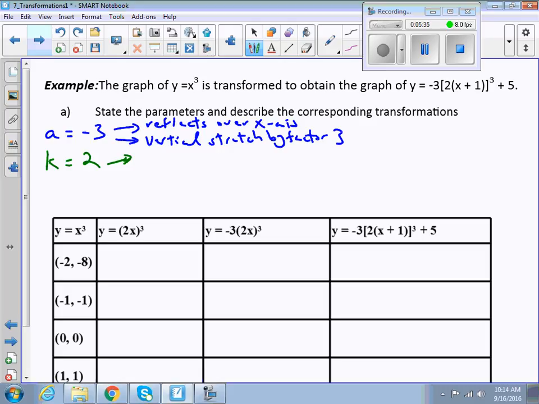Is that a compression or is that a stretch? Correct, it's a compression because for k, it's the factor 1 over k. So it's a horizontal compression by factor 1 over 2. So that's my k.